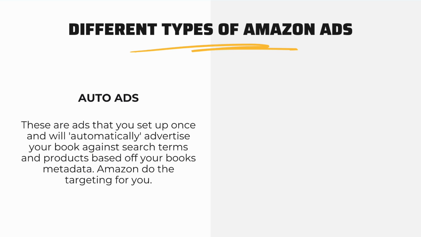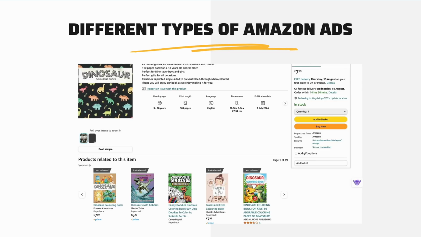Now, whichever one you end up doing is dictated by whether or not you use an auto ad or you use a manual ad. And I'll explain what these two things are now. So auto ads, by the name, is quite straightforward. They are automatic. These are just ads that you will set up once and Amazon will automatically advertise your book against certain keywords. I'll put search terms here. Search terms just means the same thing as keywords. Against search terms or keywords, and also products based off your book's metadata. So essentially, auto ads mean Amazon do the targeting for you.